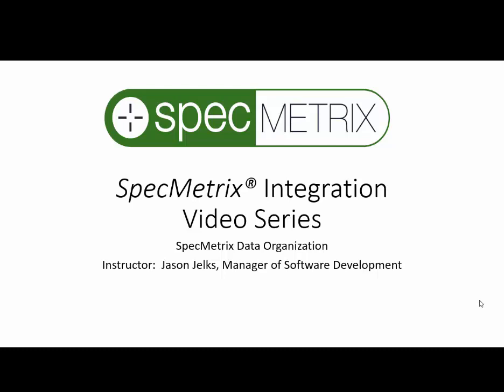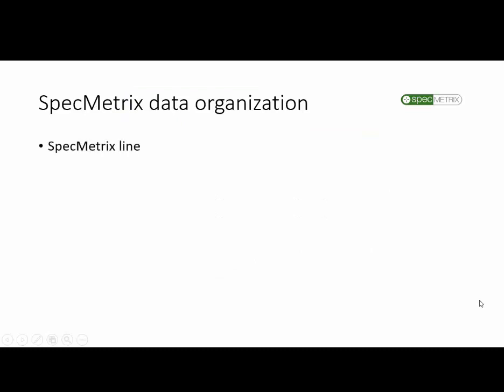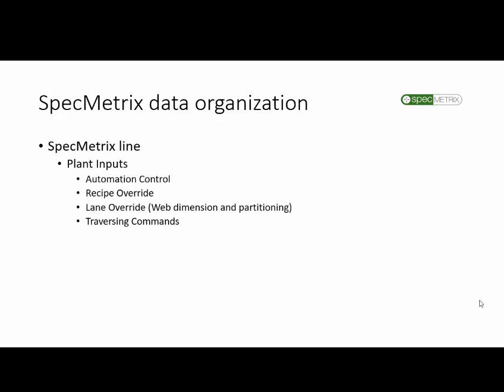In this second video, we're going to review SpecMetrix data organization and structures. The SpecMetrix data is organized by the SpecMetrix line. That contains everything that is about a specific configured line, which includes all the inputs, the outputs, probe information for one or more probes, and traversing status.